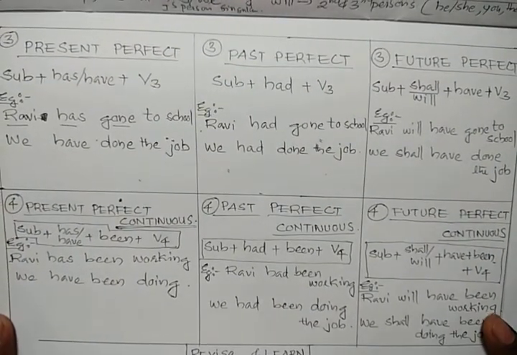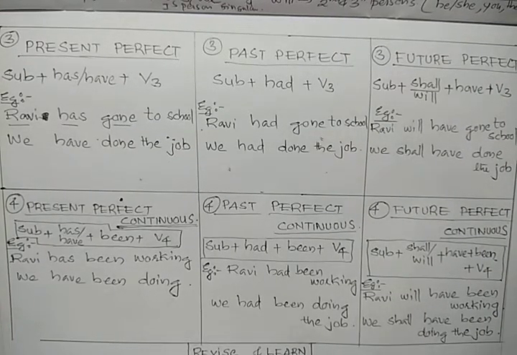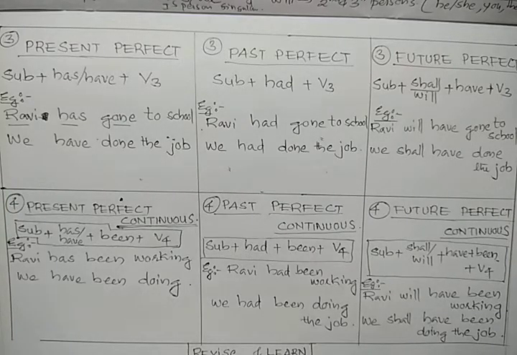So here we can see present perfect, past perfect and future perfect. Present perfect. The structure is subject plus has or have plus V3. See the example. Ravi has gone to school. Ravi is the subject plus has plus V3 form of go, that is past participle form, gone. We have done the job. We plus have plus done.